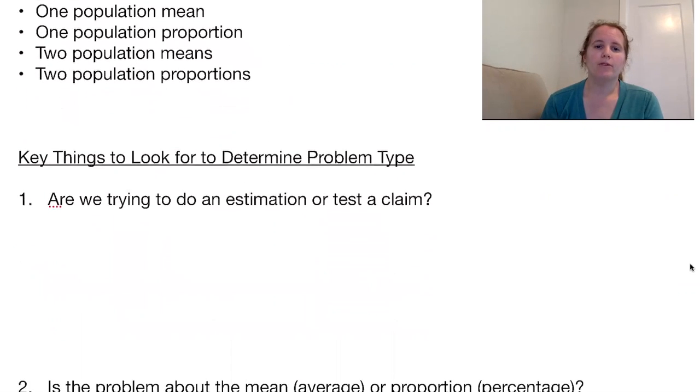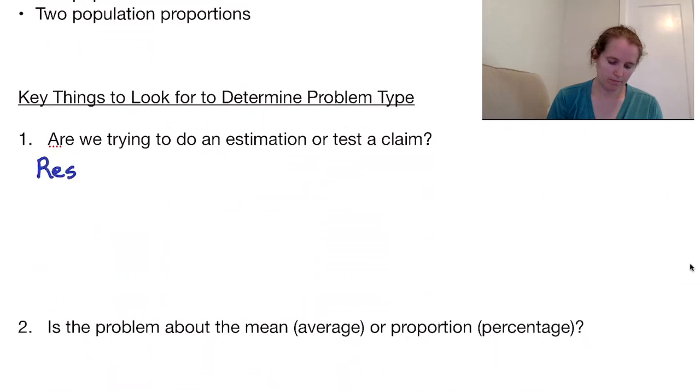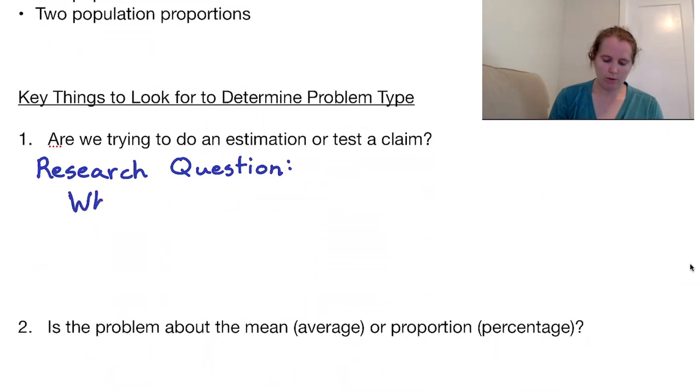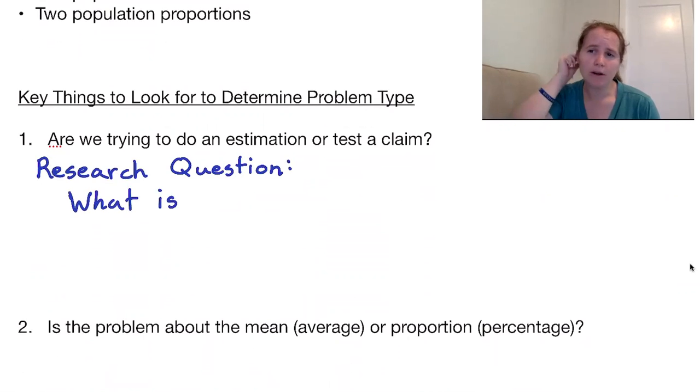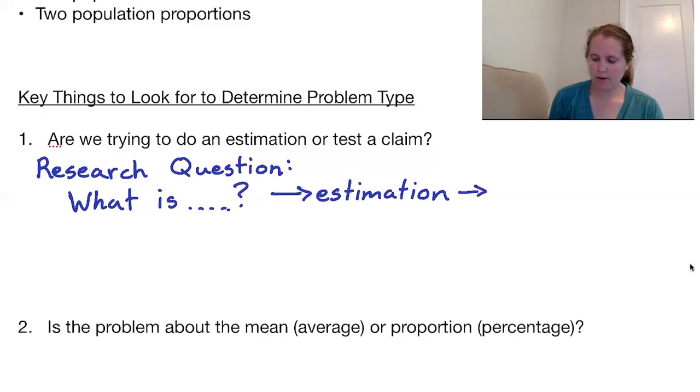So some key things to look for so that we can determine which type we're working with. First up, are we trying to do an estimation or test a claim? So for the research questions, if we are looking at a what is question, we're looking for a number. What is the average? What is the proportion? Then this is an estimation problem. And so that means that we do a confidence interval.